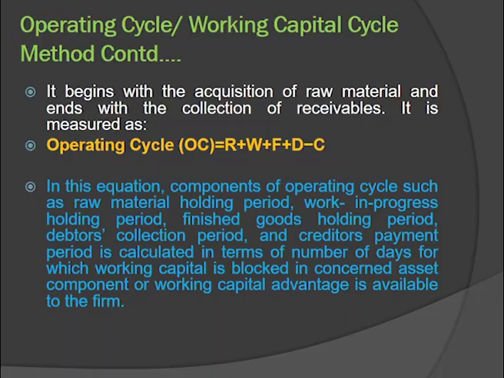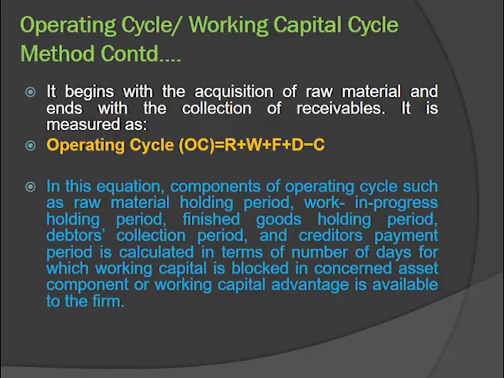That is raw materials to work in progress to finished goods to debtors, and all these are the components of this working capital, and from this we need to deduct the creditors, because payment is to be made to the creditors. So, when you collect the amount from the debtors, that amount is to be paid to the creditors. That is why it is R plus W plus F plus D minus C.